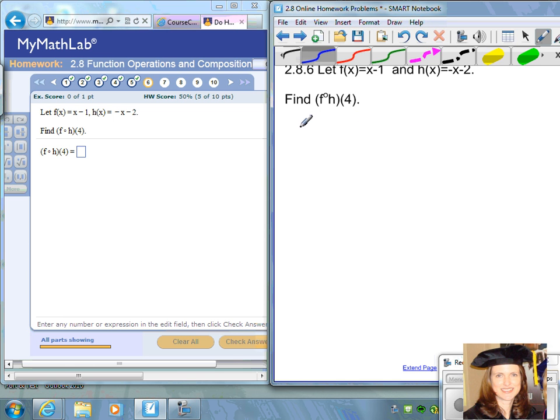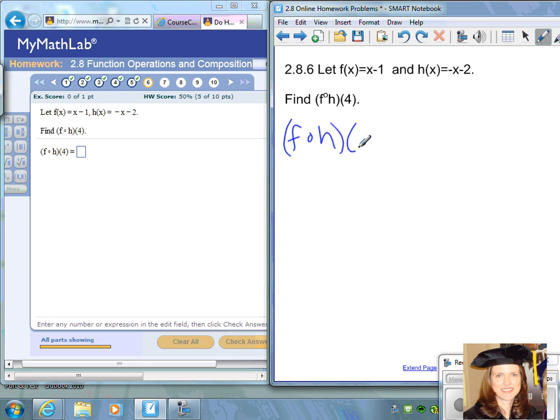You can find f of h of x, the general form, and then once you simplify that, you can plug in 4 to get your answer. Another way to write f of h of 4 is f and in parentheses h of x. That means you're going to put the entire h function into the f of x function. We're going to take all of this and plug it into the f function.